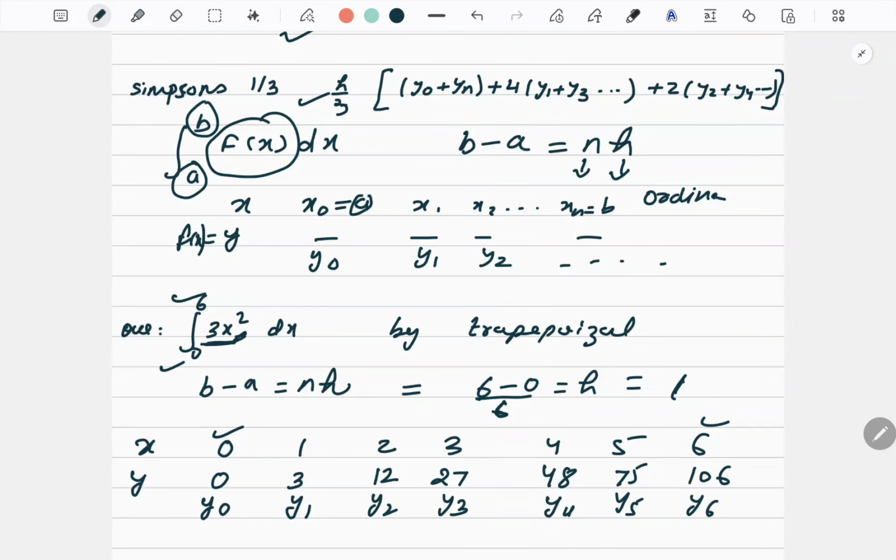Okay. Now if I ask you Simpson rule and trapezoidal rule. For Simpson rule, n has to be always an even number. Remember that. Trapezoidal rule, I don't have that restriction. Simpson 1/3, it has to be an even number.